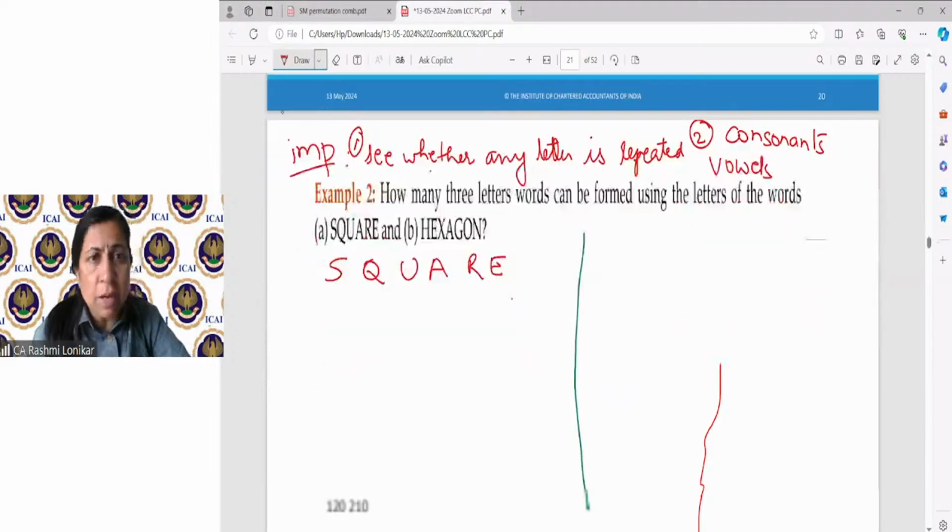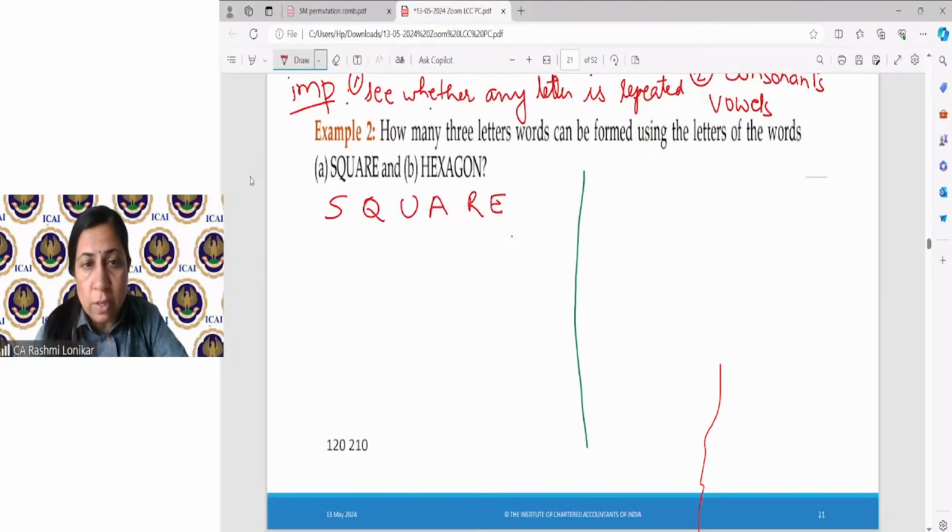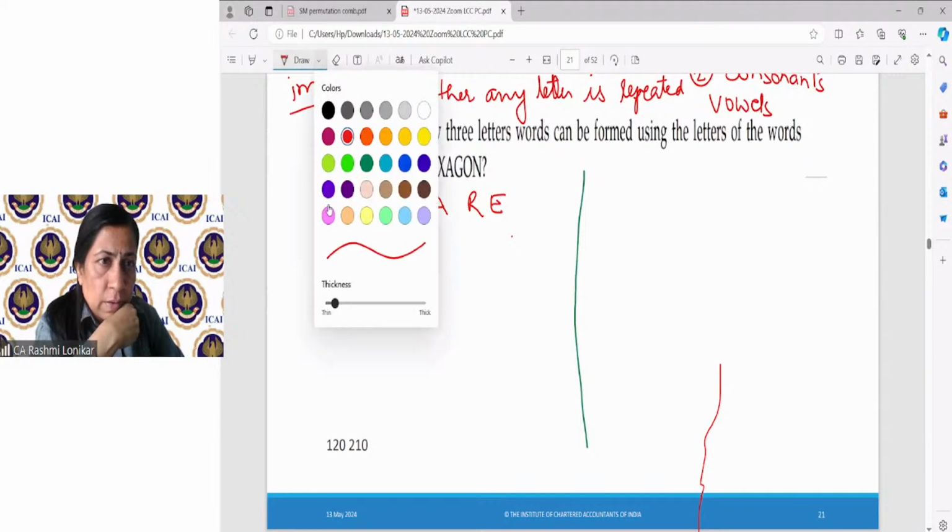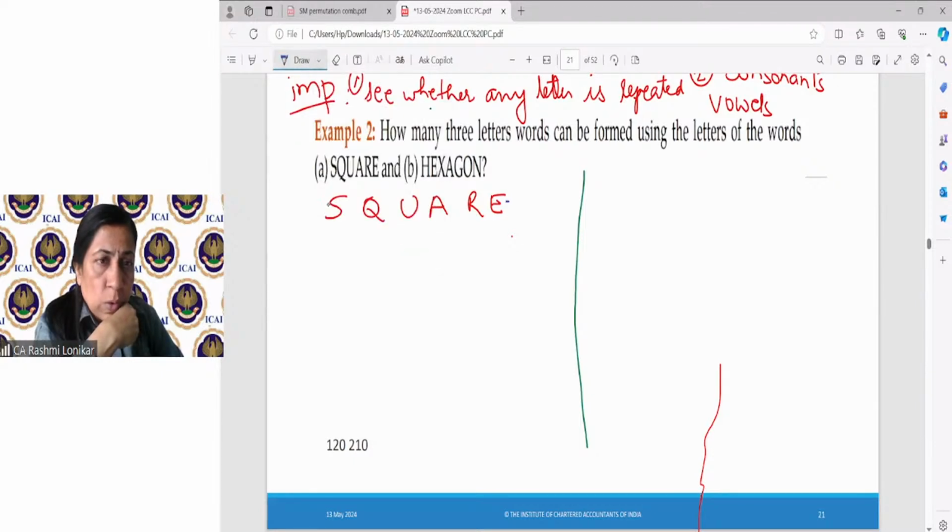Now, in this sum, I may not need it. But that is what I need to know. How many three-letter words can be formed? Square, SQUARE. So how many letters are there? Let me check. 1, 2, 3, 4, 5, 6. So number of letters is 6. How many? Three-lettered words.